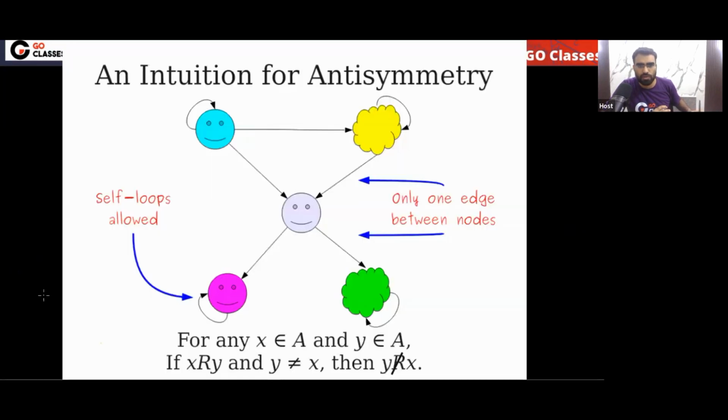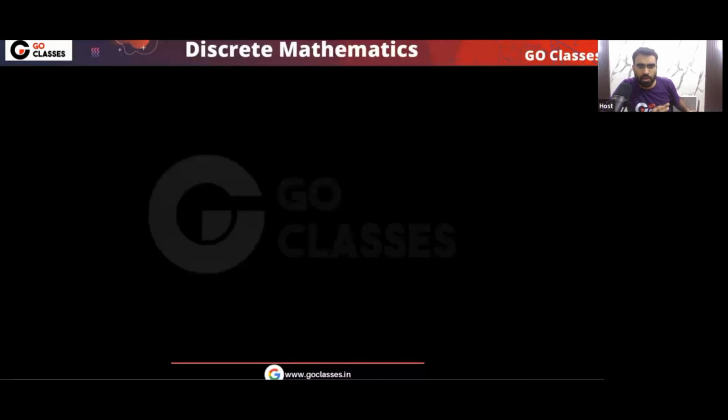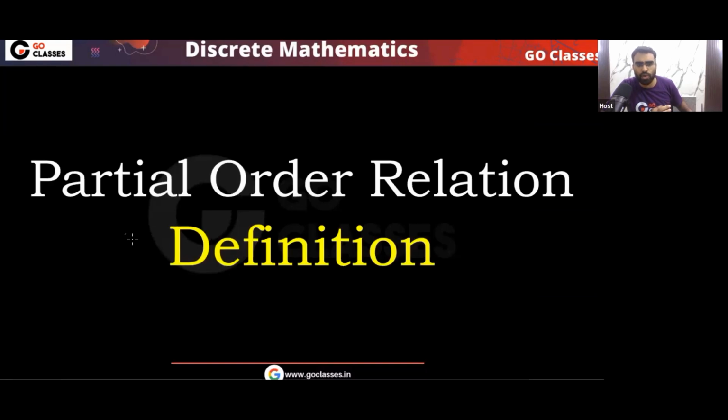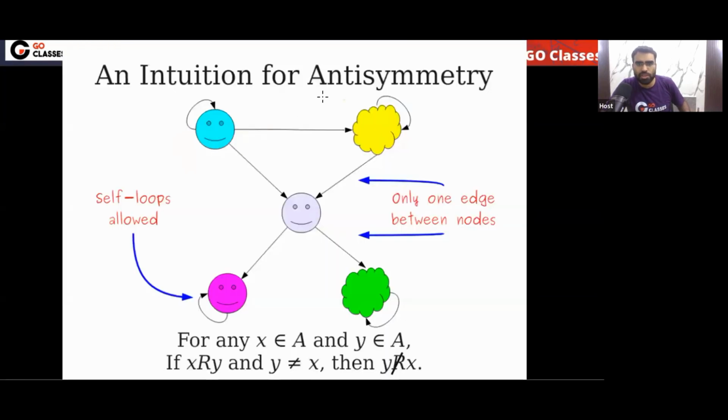You can easily see that between these two nodes there is a unidirectional edge, this is fine. There is a unidirectional edge, this is fine. Self loop is allowed, there is no problem. Between any two nodes you can have at most one edge. You cannot have a bidirectional edge. So that is the anti-symmetric relation that we have covered.